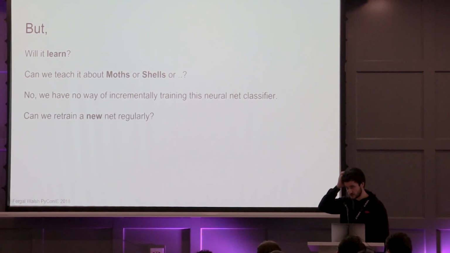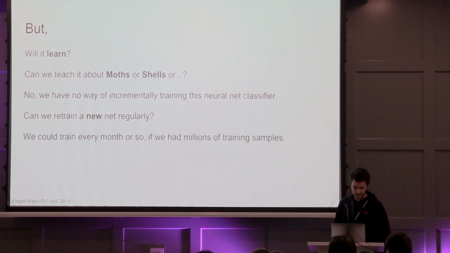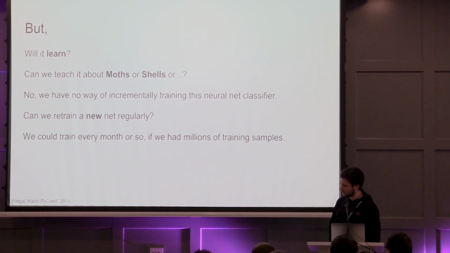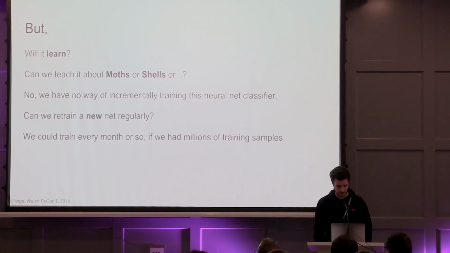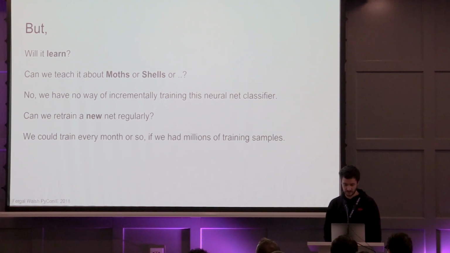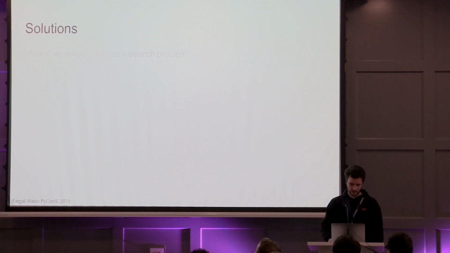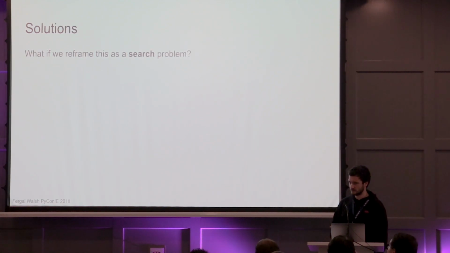But could we, say, retrain the whole thing from scratch on a regular basis as we add new images? And again, the answer was basically no, we couldn't, because it would take a few weeks of GPU time to train it from scratch, and you would need to have millions of training images. And obviously, as you're building your system at the start, you don't have millions of training images. So then we looked at alternative ways of how can we actually take this classifier and make it more useful for our purposes? Can we actually make it learn new stuff?